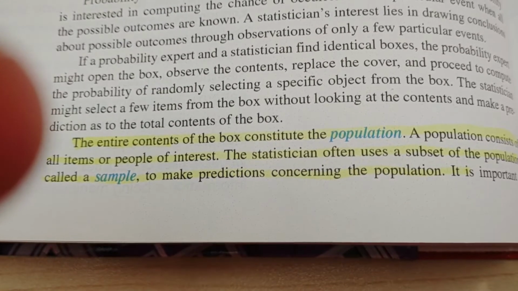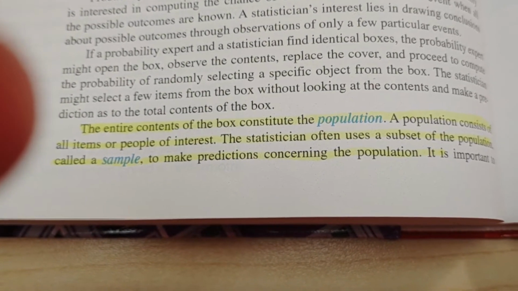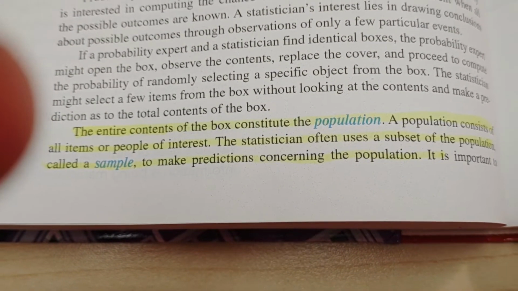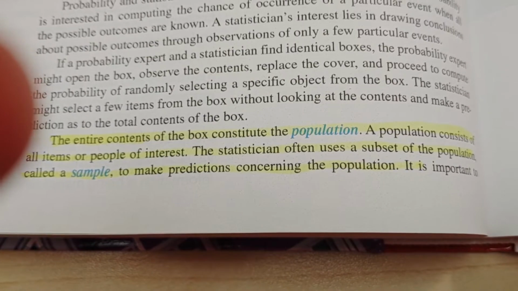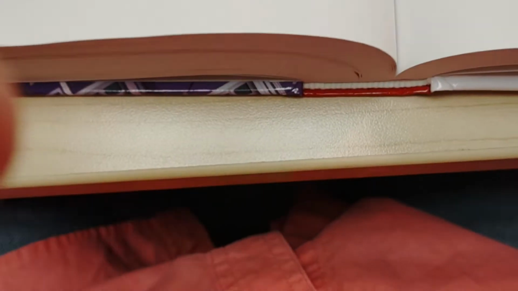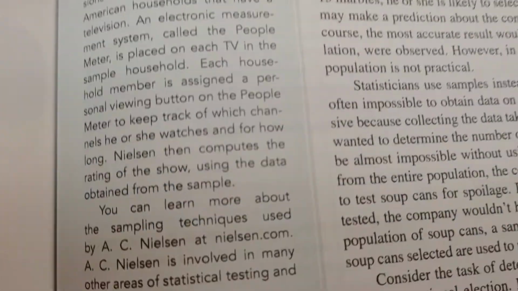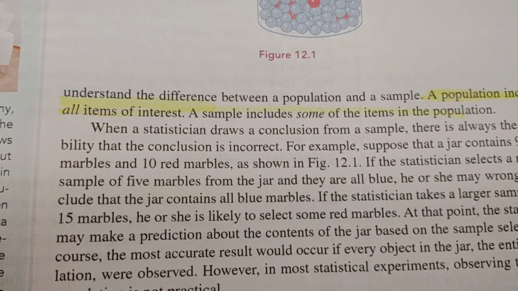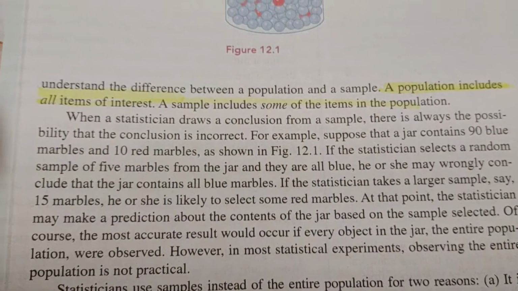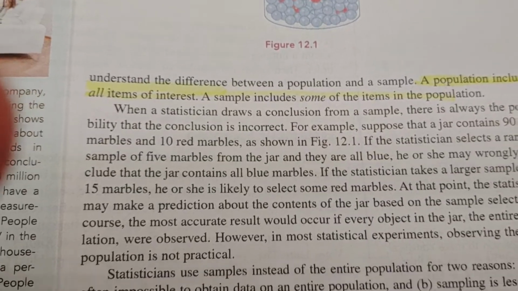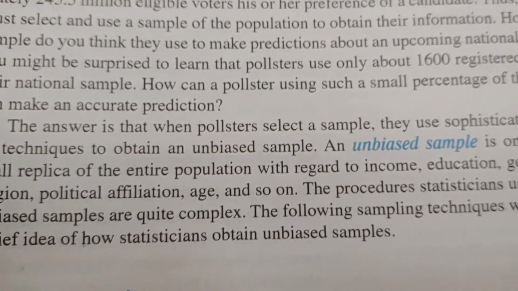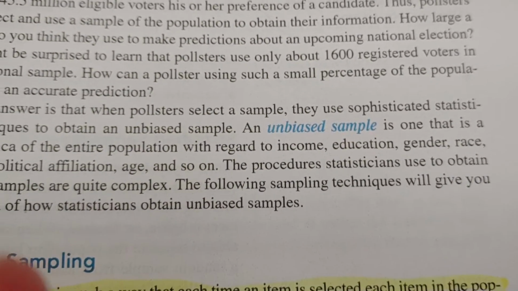It says the entire contents of the box constitute the population. The population consists of all items or people of interest. The statistician often uses a subset of the population called a sample to make predictions concerning the population. Okay, it is important to understand the difference between a population and a sample. A population includes all items of interest. A sample includes some of the items of the population. Make sure you understand that.